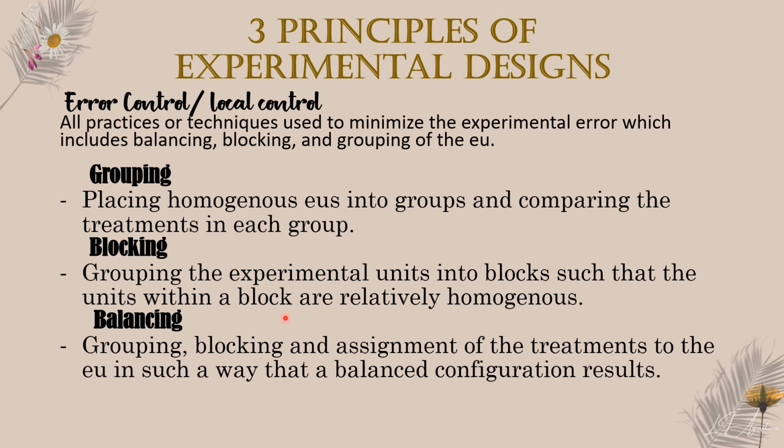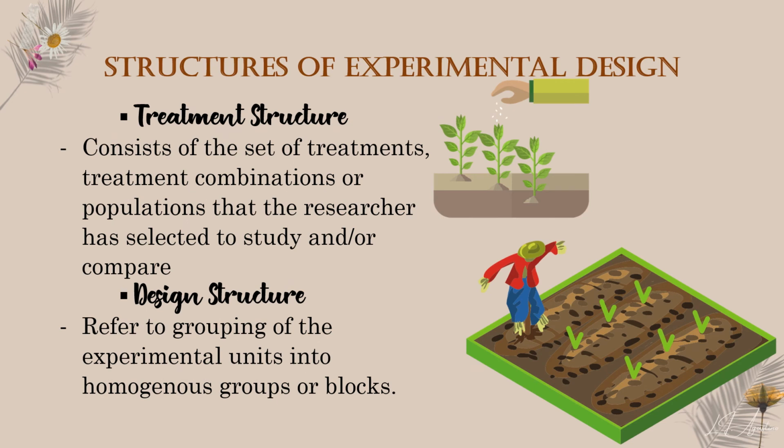And then grouping or balancing is the grouping, blocking, and assignment of the treatments to the experimental units in such a way that a balanced configuration results. So it must be balanced. Through this, it makes the design more efficient, making the test of significance more sensitive, or the test procedure more powerful. So by controlling some errors, your research results would be reliable.